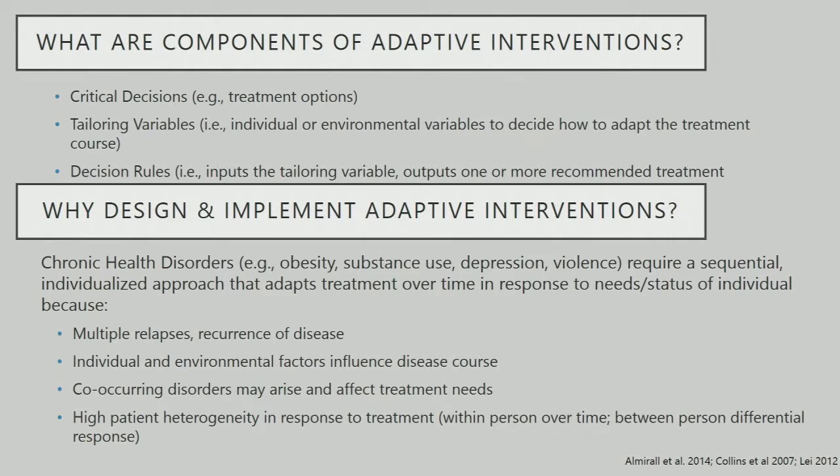The reason to use these types of interventions in clinical practice is mainly around chronic health disorders, things like obesity, substance use, depression, violence, where the person may need an adapted course of treatment over time. There isn't a single intervention. They may have multiple relapses or recurrence of disease. There may be external individual or environmental factors that influence their disease course. And there's a high degree of heterogeneity in their response to treatment, both within the person over time, as well as between different participants or people.